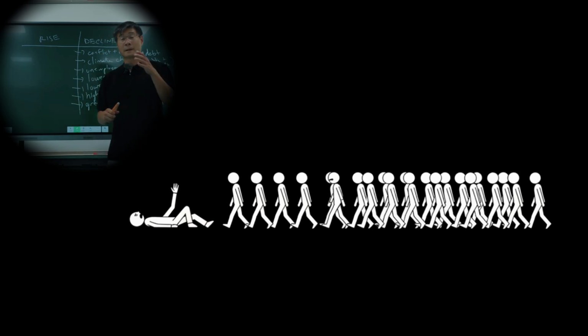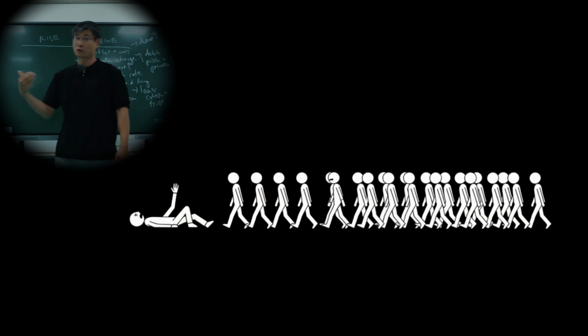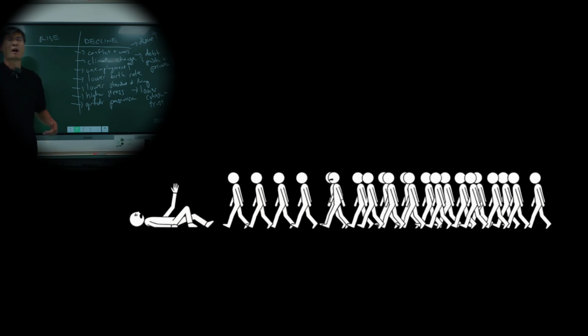Disease. Greater disease, yes. Increase in disease. People are less healthy than before. People are more stressed than before. People are less optimistic. So we can go on and on, because the signs of rapid social decline are too many. Now, these are signs of decline.